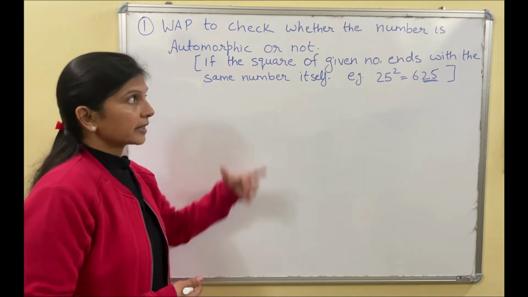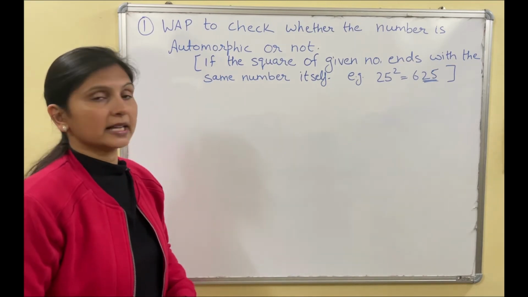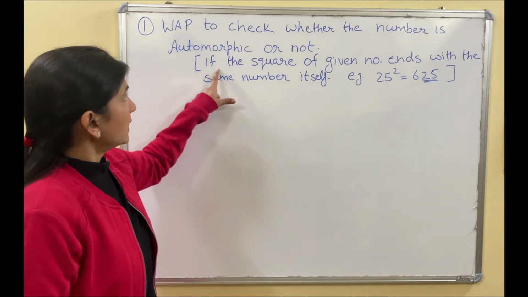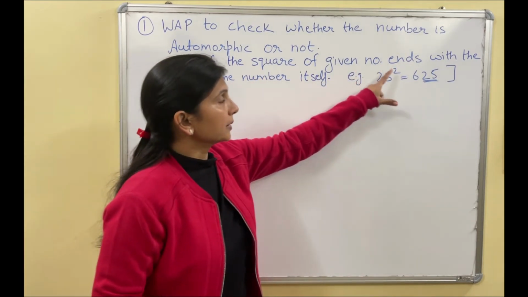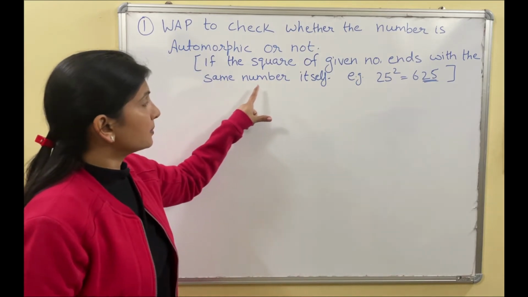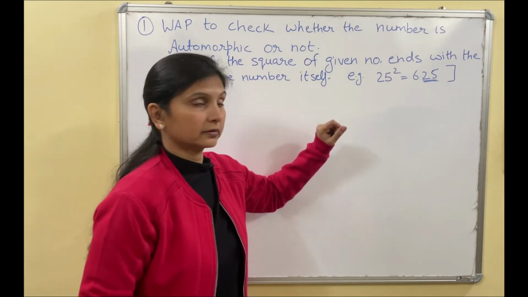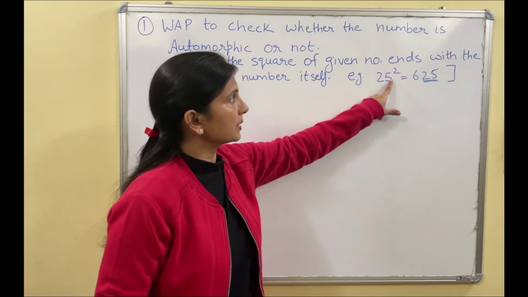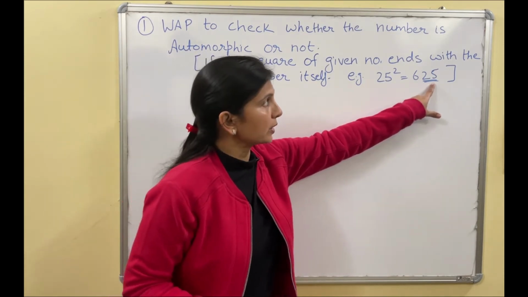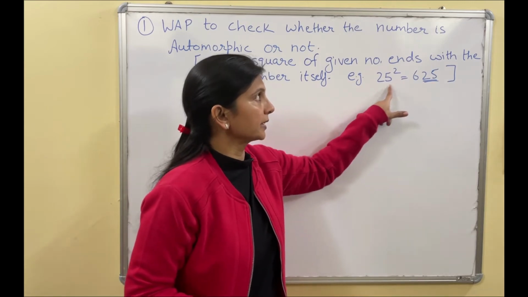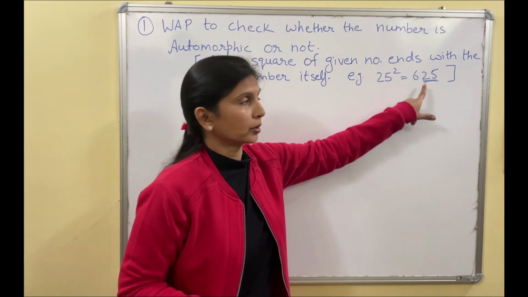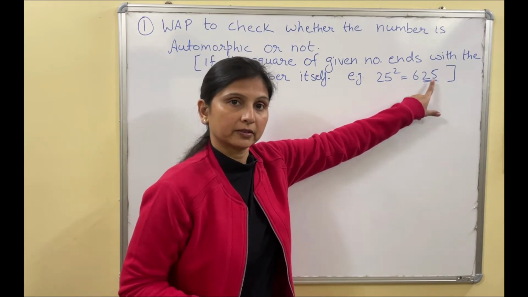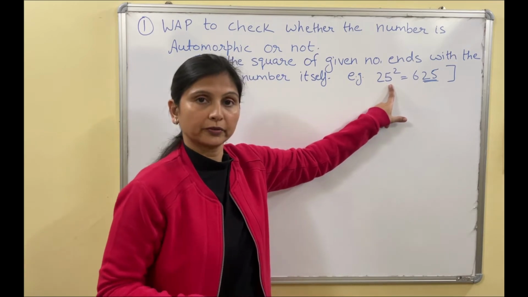Again, the definition will be given and the example also. So what are automorphic numbers? If the square of a given number ends with the same number itself, that is called an automorphic number. Like 25 is a number, so the square of the number is 625. So if the square of the number ends with the same number 25, then it is called automorphic. Like 25 and 625 also ends with 25, so that's why 25 is an automorphic number.